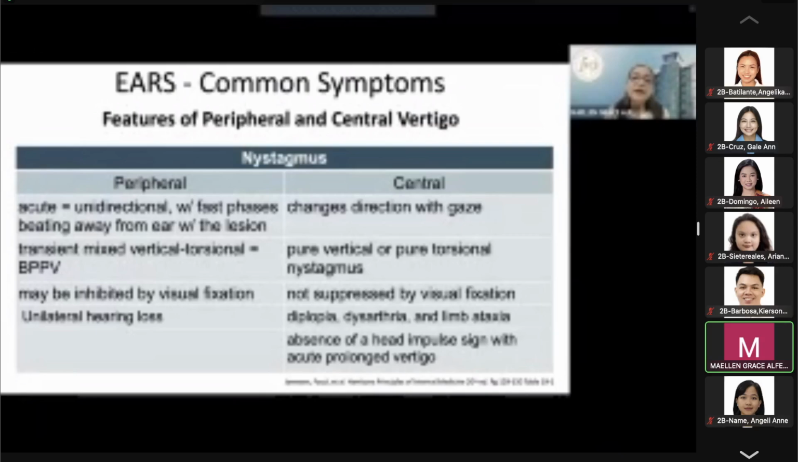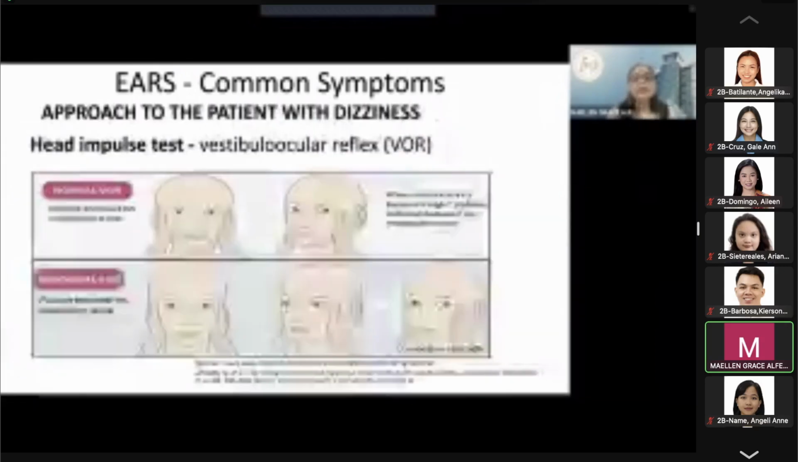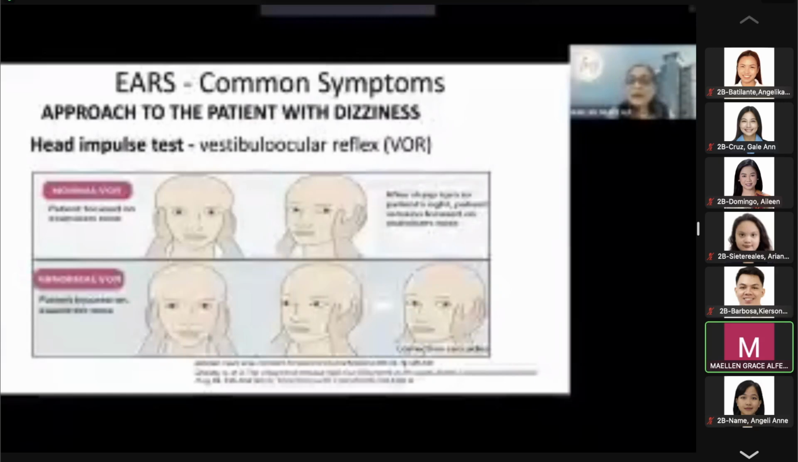Now, you can also do a simple test, which is the head impulse sign. Usually, this is with acute prolonged vertigo. So, the head impulse sign is this one. What you're actually checking is the vestibulo-ocular reflex, or VOR.